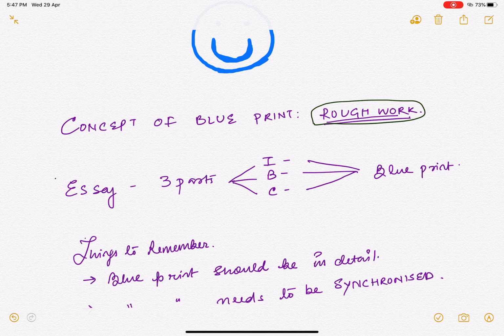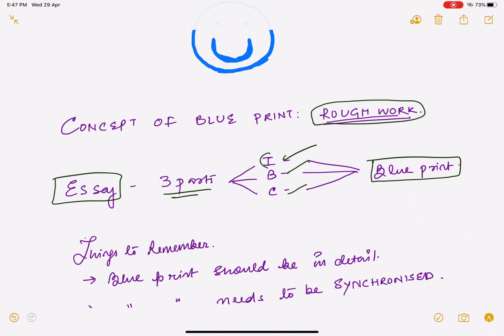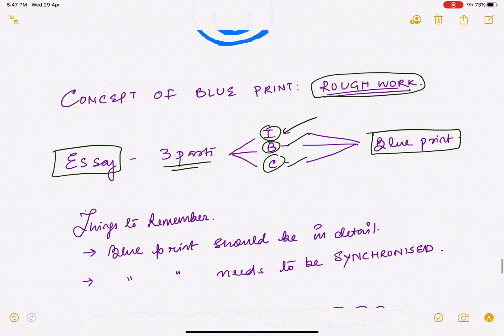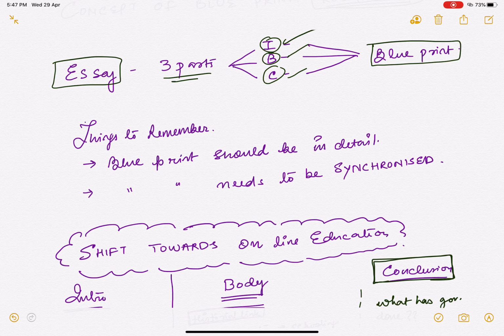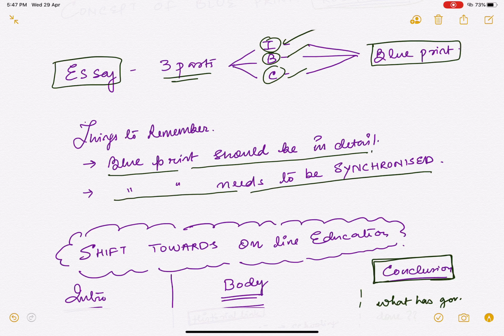Now, remember that with respect to essay, I had said the essay has three parts. We have an intro, we have a body, and we have a conclusion. Similarly, the blueprint also needs to be prepared in such a manner. Things to be remembered: first, the blueprint should be in detail. Remember this. Next, the blueprint needs to be synchronized. Means after the blueprint has been finished, then you need to synchronize: one, two, three, four.